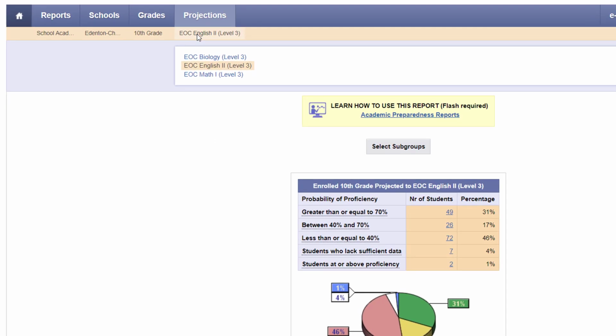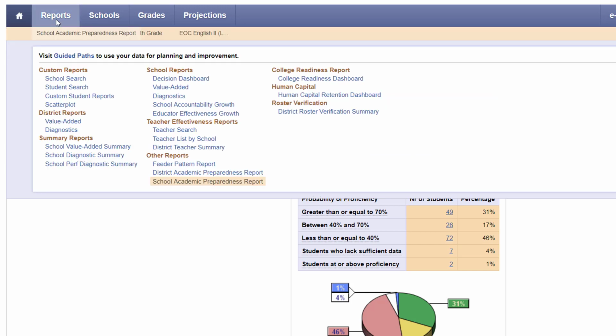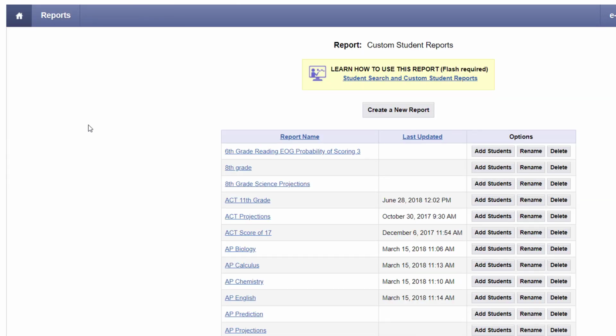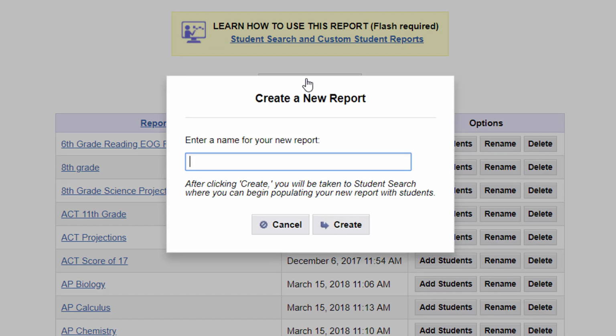Now, as I said earlier, for this particular report, it's only going to be for your EOCs or your EOGs. But you can also do this same type of report for your other tested subjects, such as your NCFEs, but you have to create a custom student report for that. So if I go to Custom Student Report, you're going to have a tab that says Create a New Report, and you can name it for whatever you want to look at. Let's say I want to look at physics. So I'm going to create a report for physics.